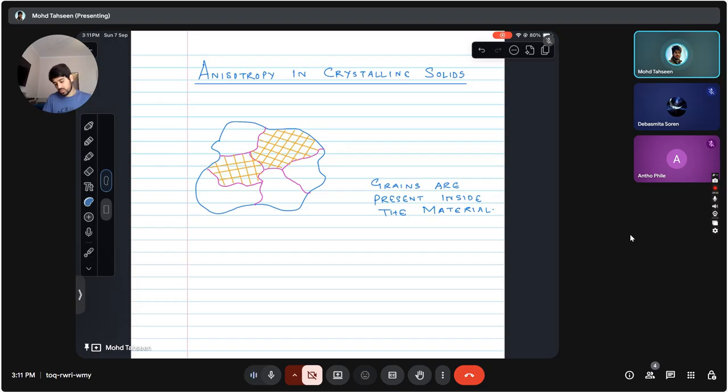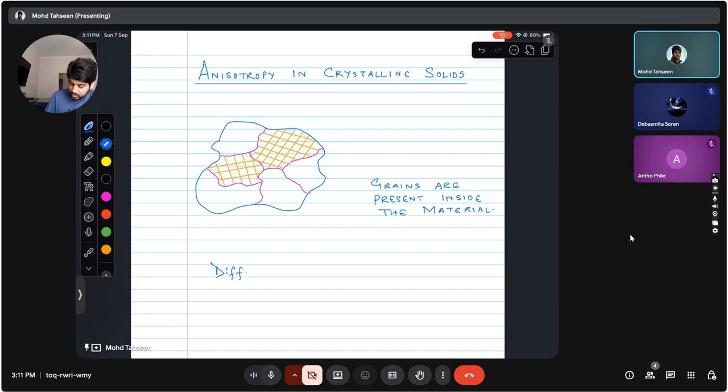Now one could ask, why does this reorientation happen? Does anyone know the answer? For metallic solids, why are there grains present inside instead of no grains? The entire material could have been like this or entirely like this. Why do we see grains in the first place? Does anyone know? It's because of solidification.